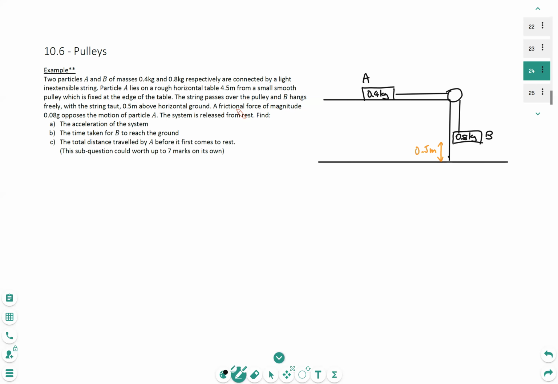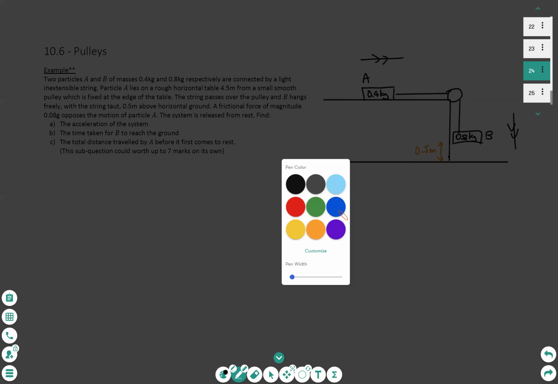A frictional force of magnitude 0.08g opposes the motion of particle A. The system is released from rest. Now, you can imagine when you release the system, what will happen? As B is heavier, B will drop and A will move forward towards the pulley. So when particle A is moving towards the pulley, the frictional force will be against the motion, which will be here.